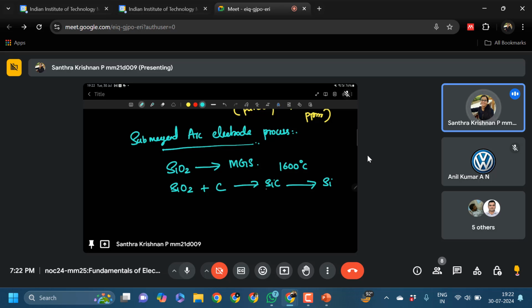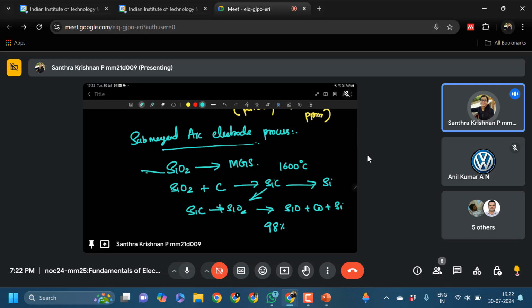And here we have SiC again. SiC again gets treated with SiO2 to get SiO plus CO and Si. So this process is repeated in a submerged arc electrode process, and finally we get the metallurgical grade silicon, which is about 98% pure and has mostly aluminium and Fe as impurities. So that is the submerged arc electrode process.